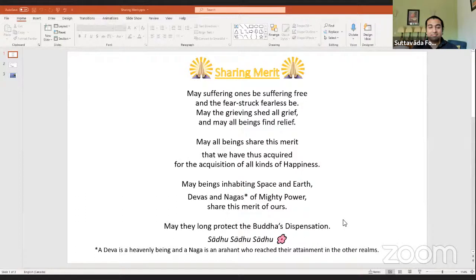May suffering ones be suffering free, and the fear struck fearless be. May the grieving shed all grief, and may all beings find peace. May all beings share this merit that we have thus acquired for the acquisition of all kinds of happiness. May we, inhabitants of space and earth, Devas and Nagas of mighty power, share this merit of ours. May they long protect the Buddha dispensation. Sadhu, sadhu, sadhu. Thank you, Delson.